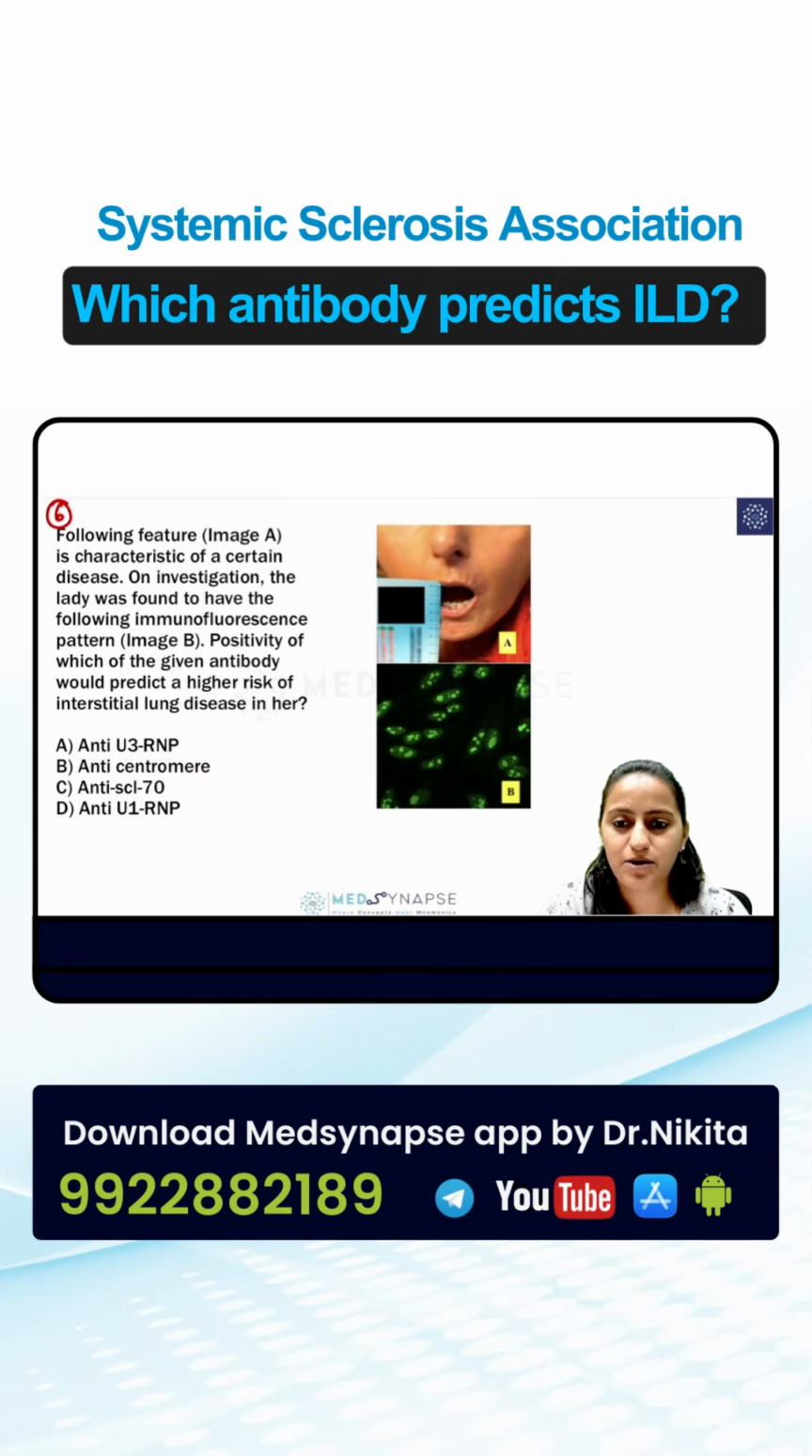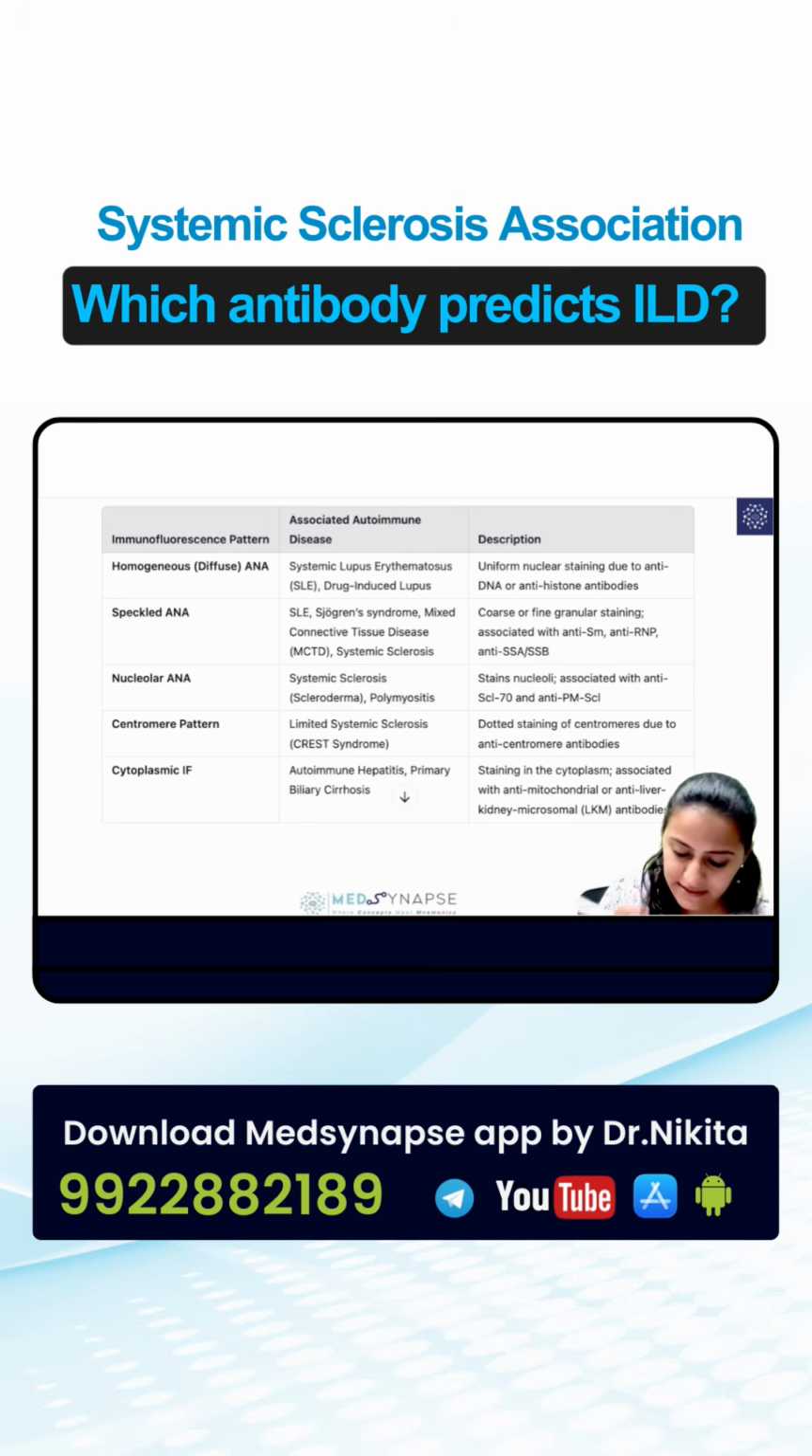So this is another important area which is asked frequently, the immunofluorescence pattern. Let us quickly review that. So homogeneous or diffuse ANA pattern. Remember, this is common with dsDNA. Remember diffuse, D for DS, anti-dsDNA antibodies, they will show diffuse pattern of immunofluorescence like in SLE.